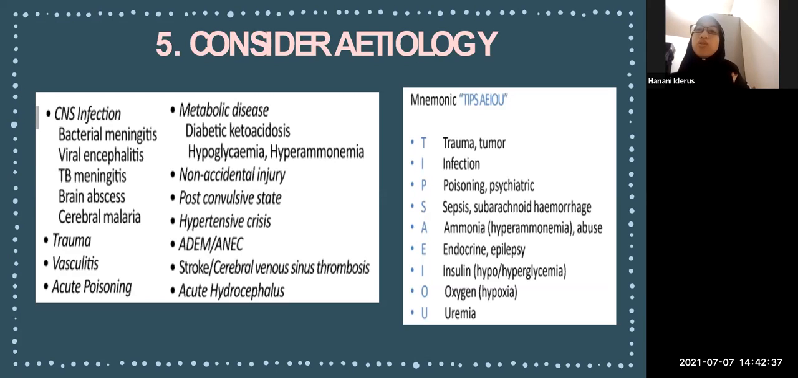So TIPS AEIOU stands for T for trauma or tumor, I for infection, and P for poisoning and also psychiatric problem. And then S is for sepsis or subarachnoid hemorrhage. A is for ammonia or abuse. Abuse is the non-accidental injury. E is endocrine and also epilepsy. I is insulin, it may be due to hypo or hyperglycemia. O is hypoxia. And U is for uremia. So by using this etiology, maybe we can go for the history and also the physical examination. So next.